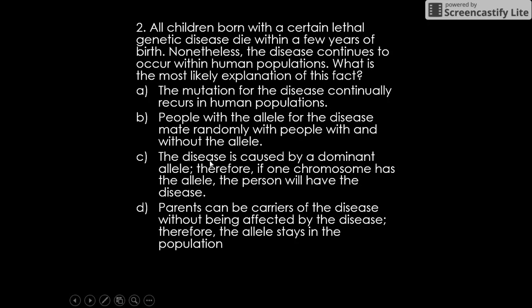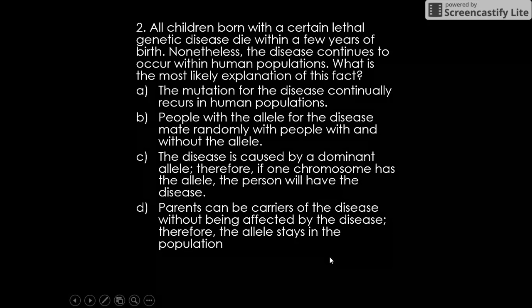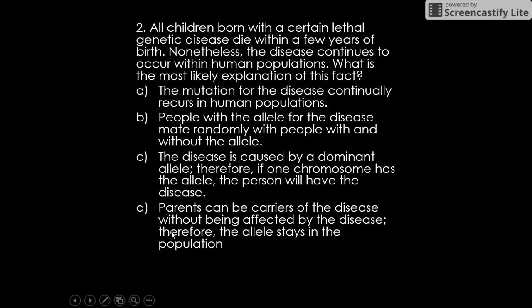Therefore, if one chromosome has it, the person will have the disease. That is not true. Or D, parents can be carriers of the disease without being affected by it. Therefore, they can pass it on and it stays in the population. Absolutely. Carriers can pass something on without actually affecting the people.